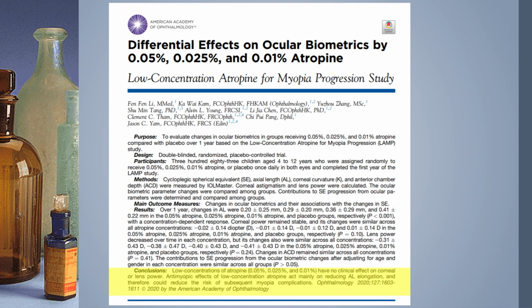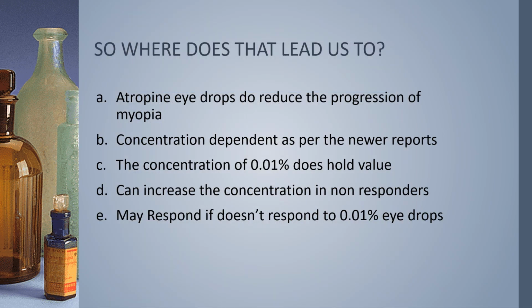They did talk about lens power decreased over time in each concentration, but its changes were also similar across all concentrations. So they did not feel that there was much of a change in anterior chamber depth among the groups. But this was also way back in 2020. So there was some work done in 2023 and 25 which does suggest that there was indeed some change in lens thickness. So that was all about whatever is known on atropine 0.01%, 0.05%, and the articles of relevance.